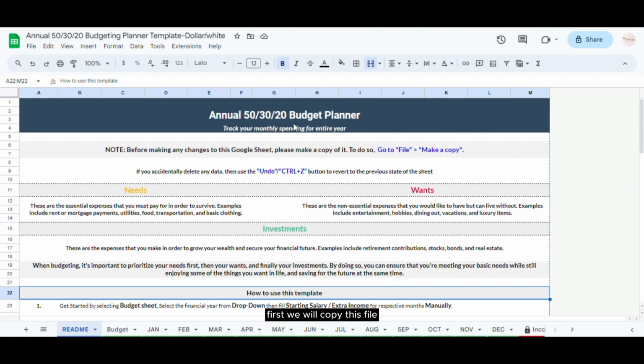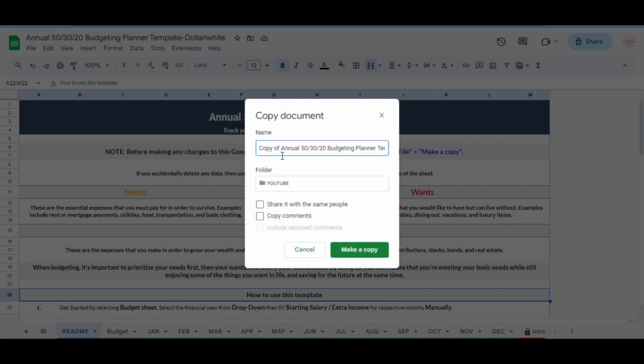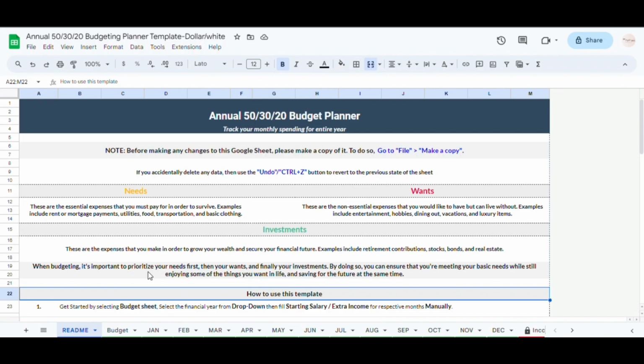First, we will copy this file. For that, go to the file and click on make a copy. Give the file name and location where you want to store the file and click on make a copy. After copying this file, go to the budget sheet.